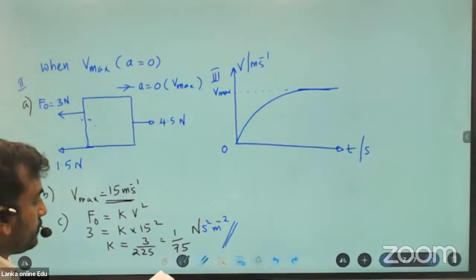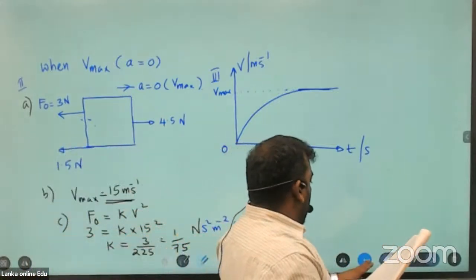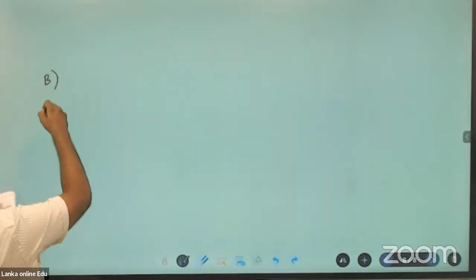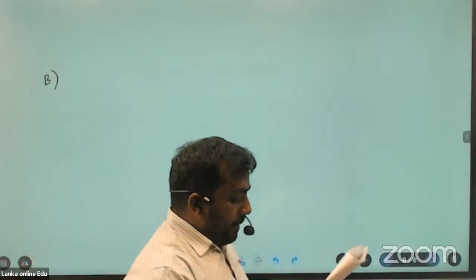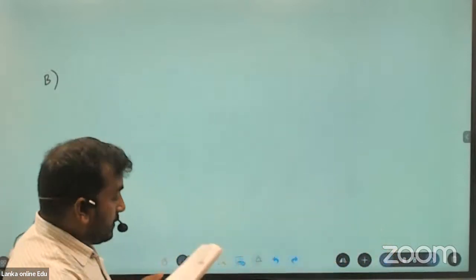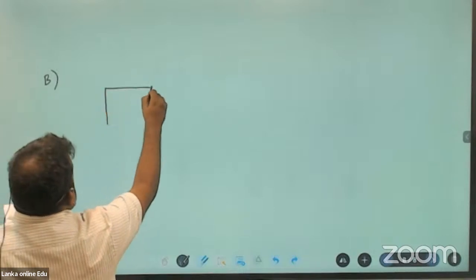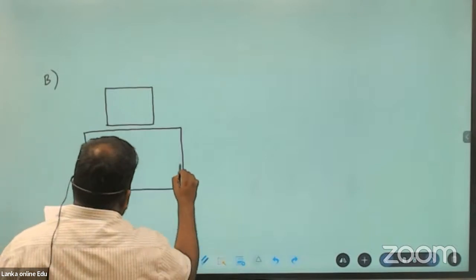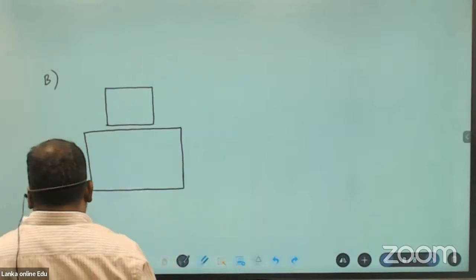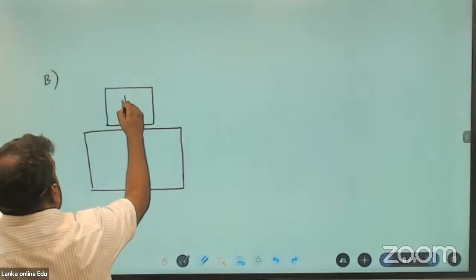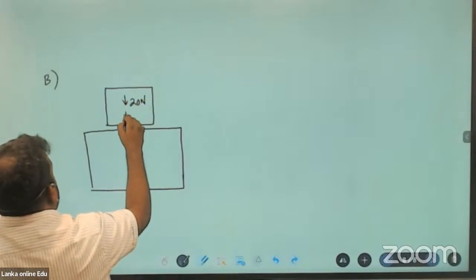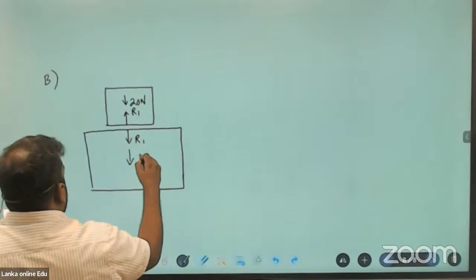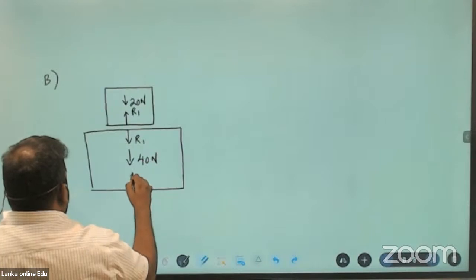There you go. Right? Part B. A mass 2 kg is kept on a mass 4 kg. So here it's going to be 20 newtons. Normal reaction R1, equal opposite normal reaction. Here you're going to have 40 newtons. Here you'll have normal reaction R2.